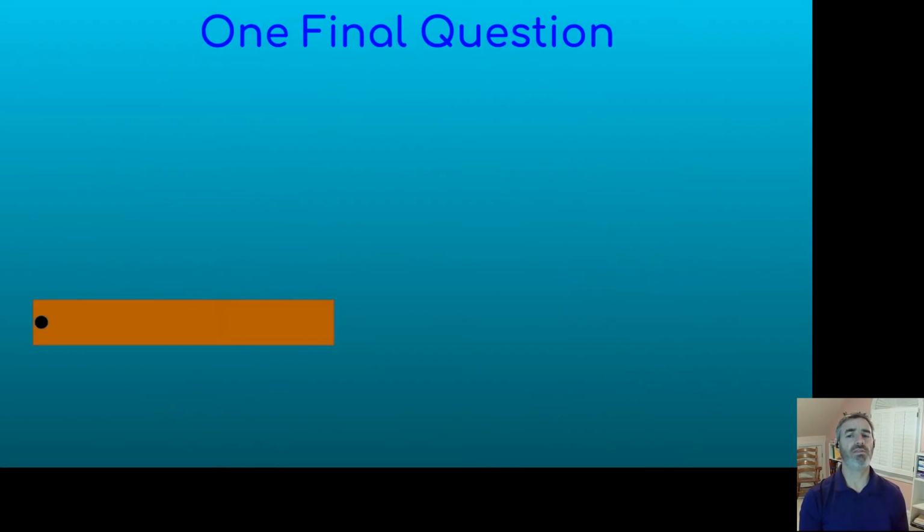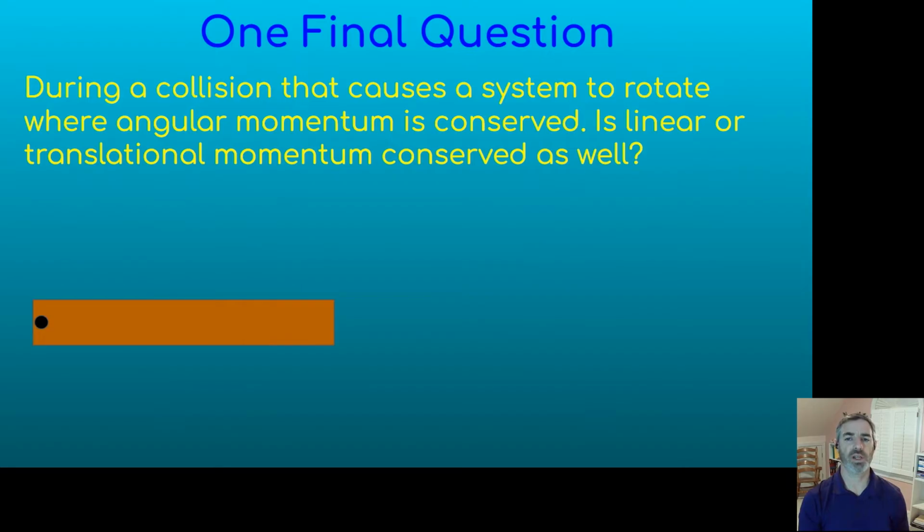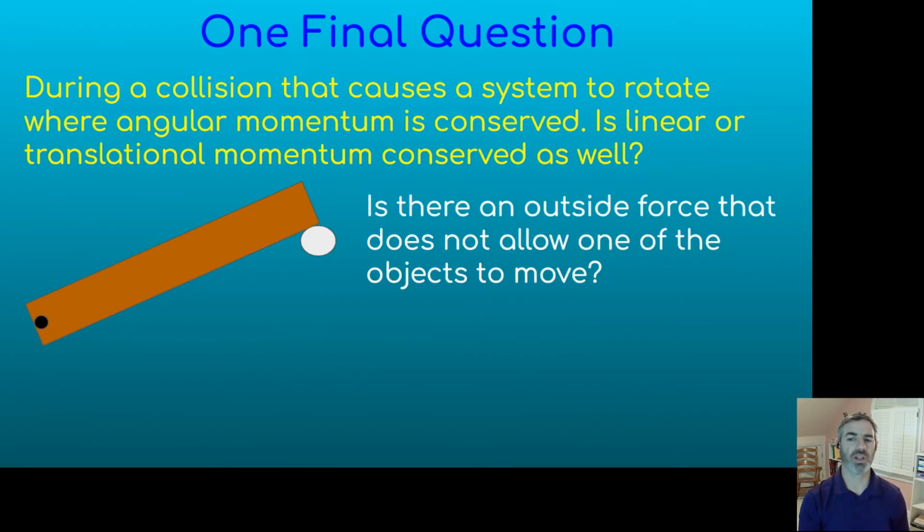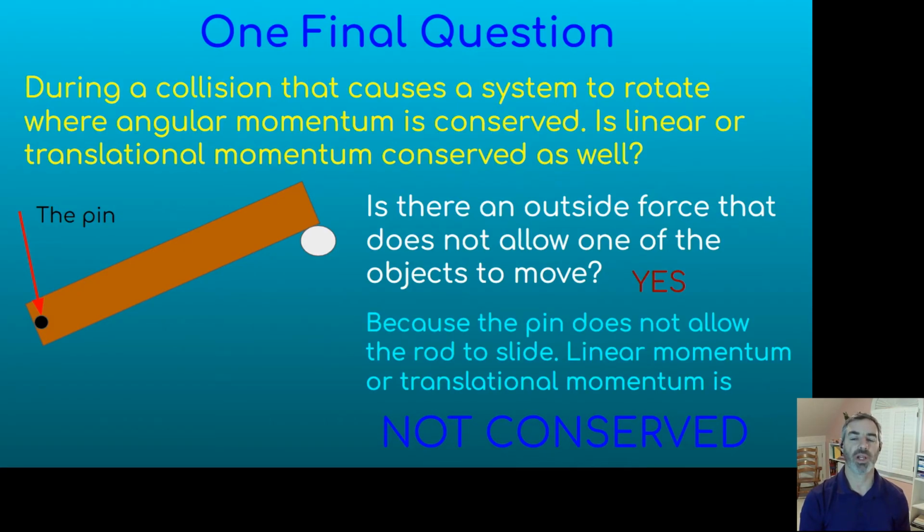So this leaves us with one final question that we are going to ask. In the situation that we've seen a couple times where the ball collides, sticks, and causes the rod to rotate, during that collision, is translational momentum conserved as well? So we've got to ask a follow-up question. Is there an outside force that doesn't allow the objects to move? Well, there is an outside force. The pin is holding the rod in place and not allowing it to slide. So because the pin doesn't allow the rod to move, translational momentum is not conserved because there is an outside force. If there wasn't an outside force, then the whole rod would just slide instead of rotating.